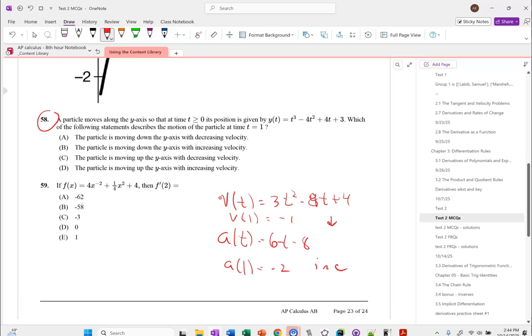So we'd say it's moving down because the velocity is negative, and it's increasing velocity because the signs match.